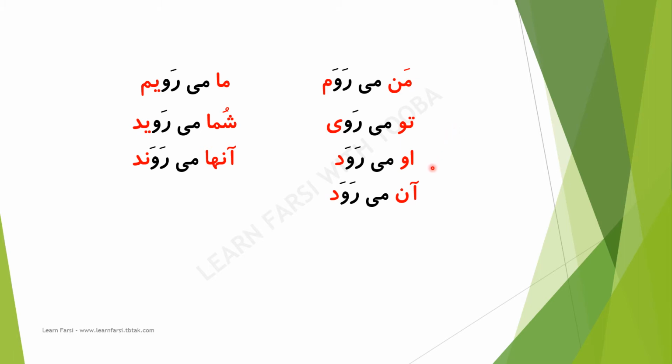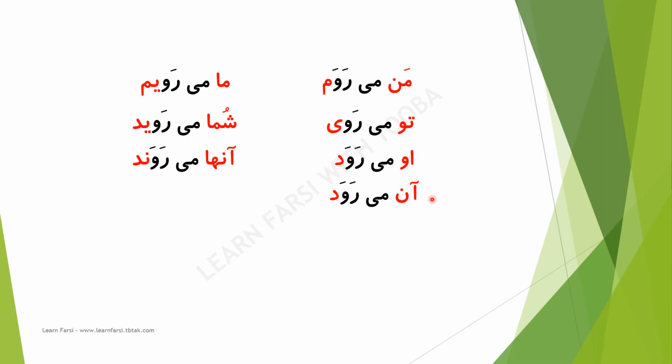Next one, u miravad. U miravad means she or he goes. So u is a subject pronoun here and miravad is the verb, and ad at the end is the verb ID or شناسه فعل. This ad represents u. So again we have the choice to say u miravad, meaning he or she goes, or miravad, again the same.